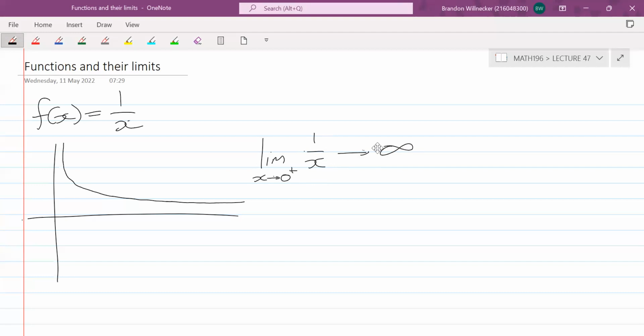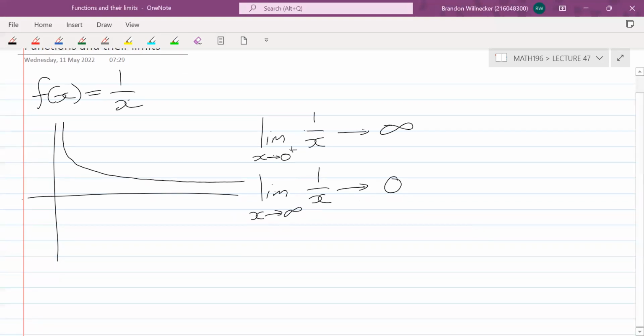However, if we take the limit as x goes to infinity, then this fraction is going to get smaller and smaller because the denominator is getting bigger. And so the fraction will tend towards 0. So we have the limit as x goes to infinity of 1 over x. This goes to 0. Okay, now this is true for any power of x in this case.